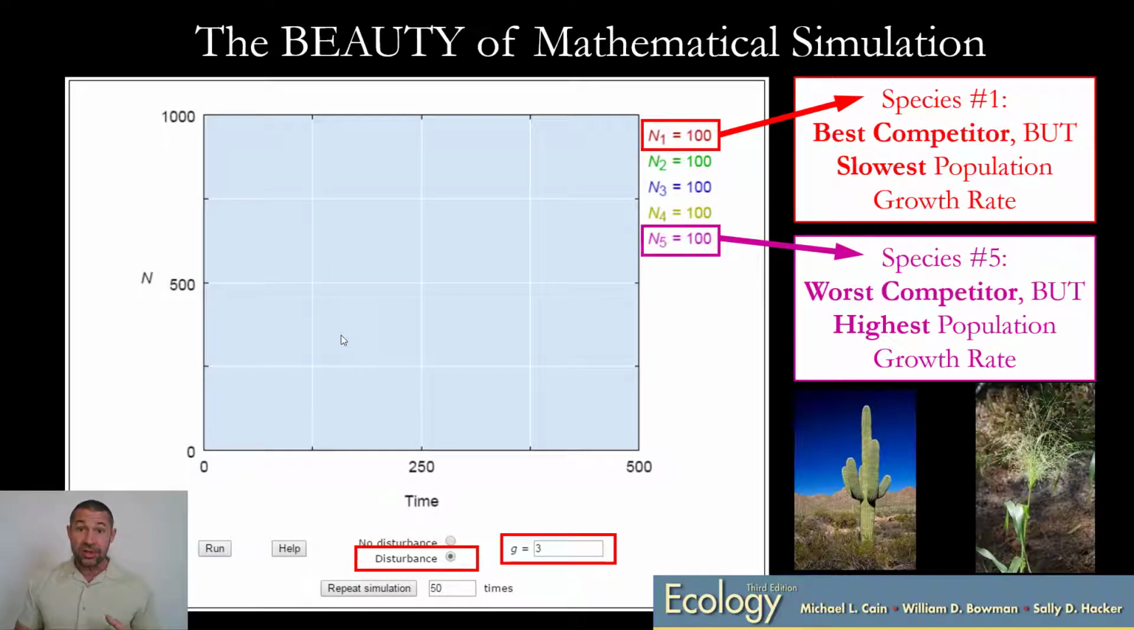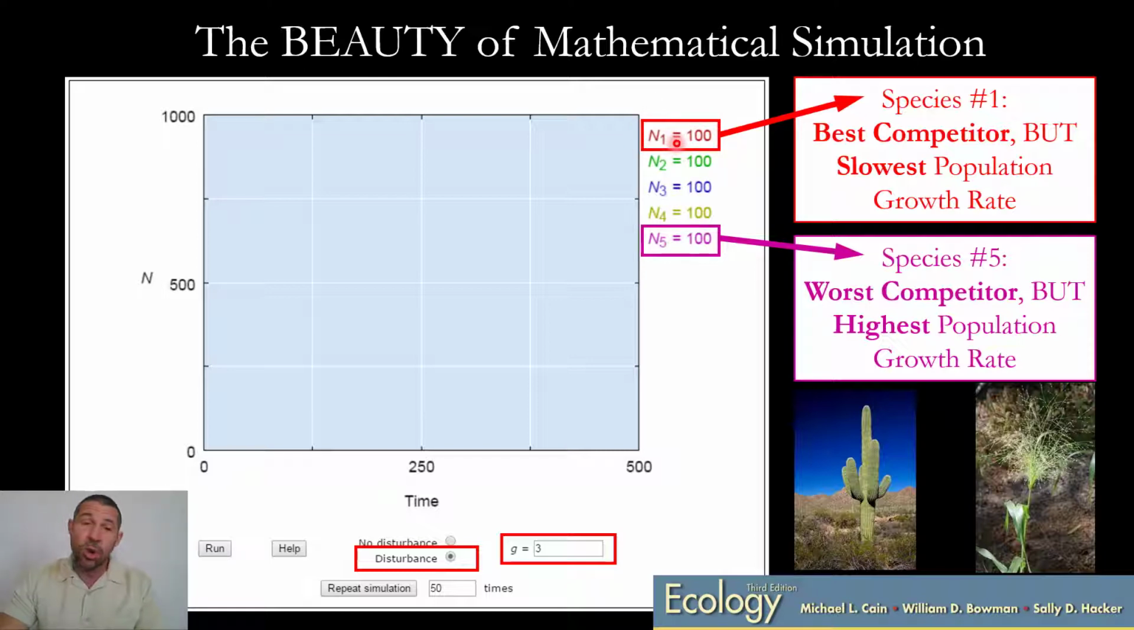So in this simulation, we're going to start with 5 different species, species number 1, 2, through 5. Each population starts with 100 individuals. We're going to vary the amount of disturbance over 500 time steps. We can consider it 500 years. Caveat: the species on the top here is the best competitor. It has a slow population growth rate, but it outcompetes all the other species.